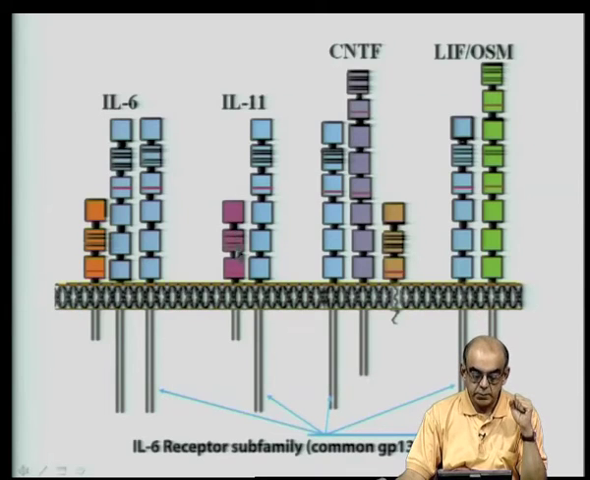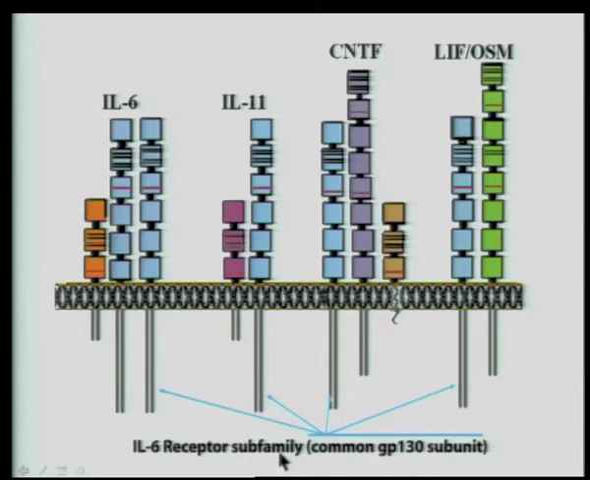Just to cover a little bit of the previous lecture, we had the IL-6 receptor subfamily, which shared a common subunit called the GP130 subunit, as shown again in this slide. This particular subunit is shared between 4 different kinds of receptors which are specific for IL-6, IL-7, ciliary neurotrophic factor, and leukemia inhibitory factor or oncostatin M factor.